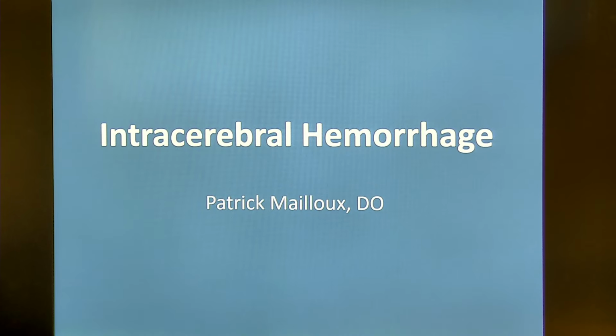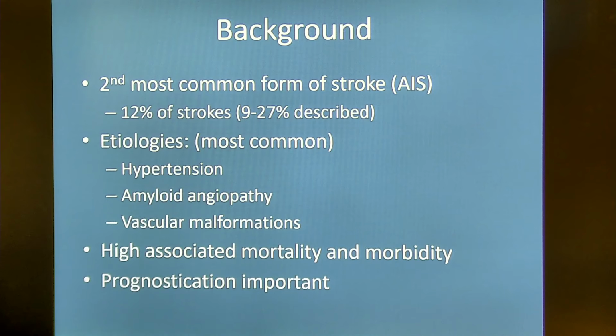Intracerebral hemorrhage. It is the second most common form of stroke behind ischemic stroke. Most common causes include hypertension, amyloid angiopathy, and vascular malformations. There is a high associated mortality and morbidity, and as such, prognostication is important, though caregivers must be very cautious in early goal setting with families and patients.